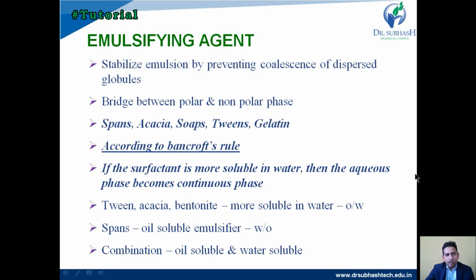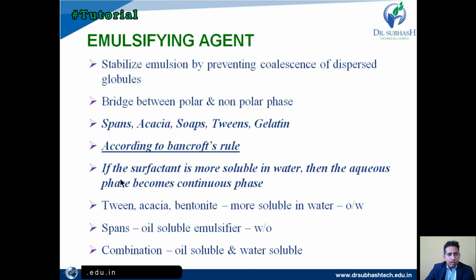For that we need to add an emulsifying agent. So we should also have knowledge about the emulsifying agent. It stabilizes the emulsion by preventing collisions of dispersed globules. It forms a bridge between the polar and non-polar phase. Some examples are span, acacia, soap, tweens, gelatin. These are all emulsifying agents.